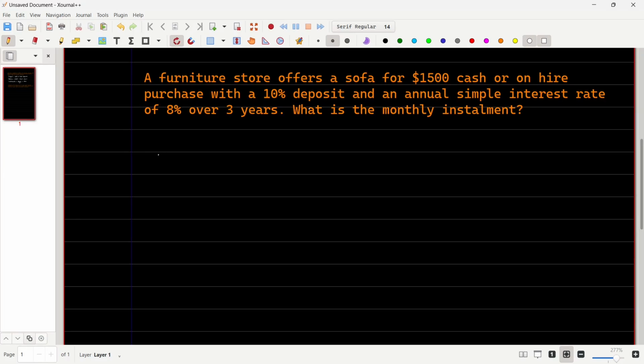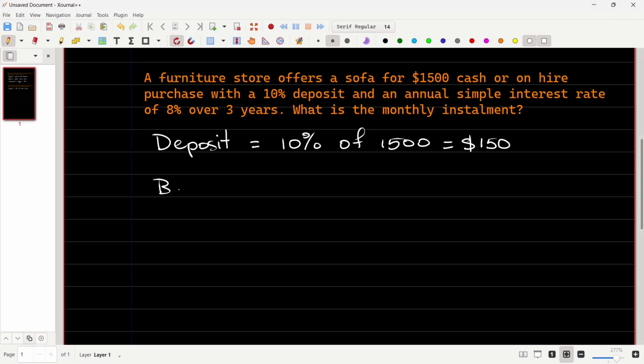All right, so this is number 2. Let's see if we can solve this. So a furniture store offers a sofa for $1,500 cash on hire purchase with a 10% deposit and an annual simple interest rate of 8% over 3 years. Okay, so let's first figure out the deposit. Deposit would be equivalent to 10% of your $1,500. So 10% of $1,500, and the answer is $150. So we have $150.